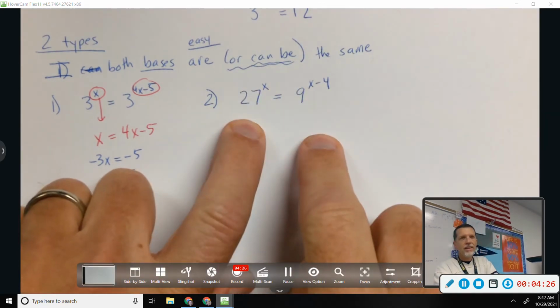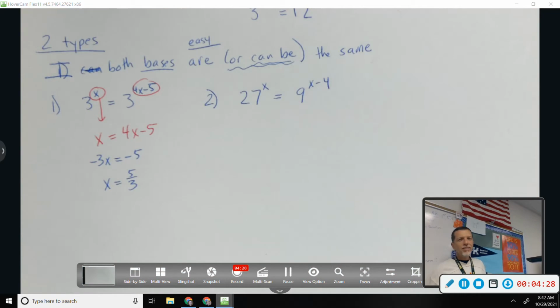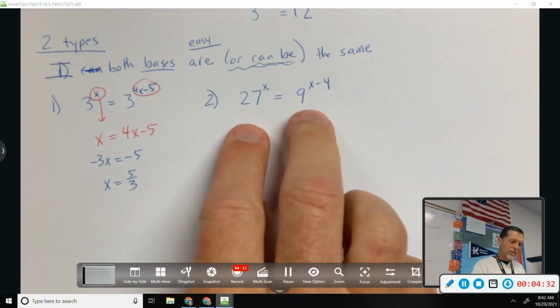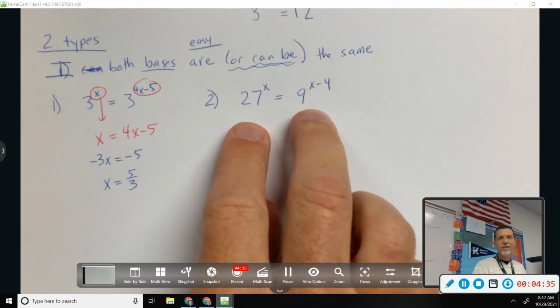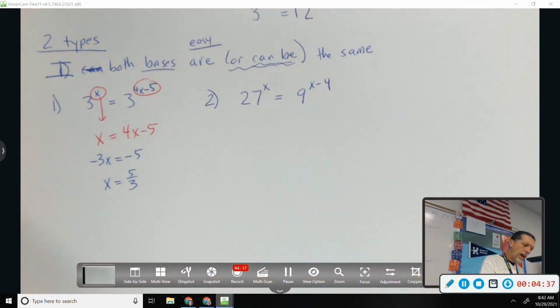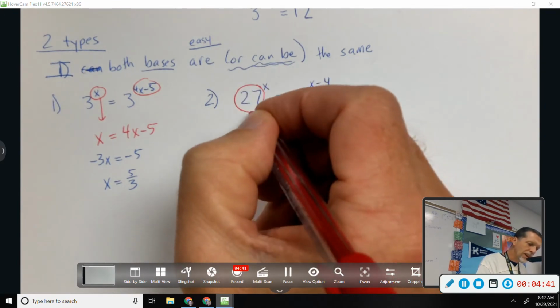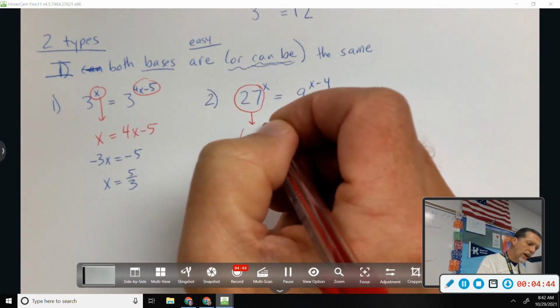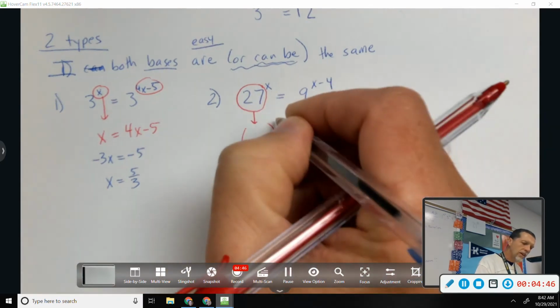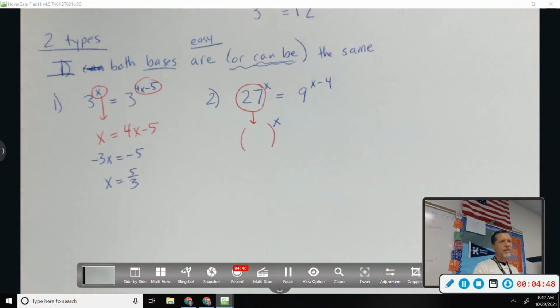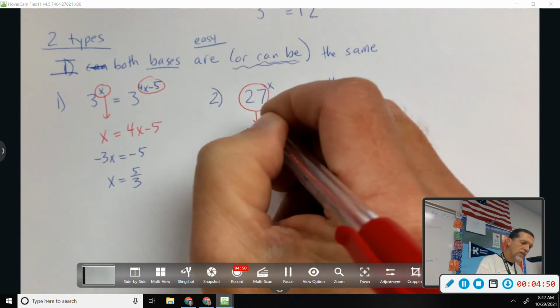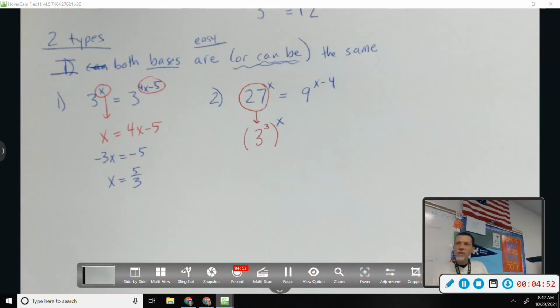You could divide them by 3, but I can't really divide both sides by 3 because, while it's legal, it just wouldn't help. Let's think really carefully here. How else could I write 27? 3 squared, 3 cubed. 3 cubed. So I did not cube both sides. I did not square root both sides. I didn't divide both sides by 3. I rewrote 27 as 3 to some power.